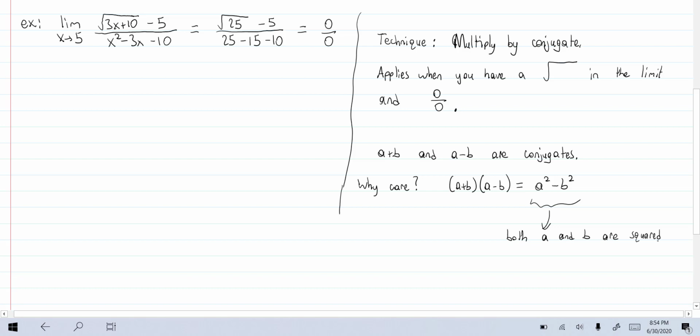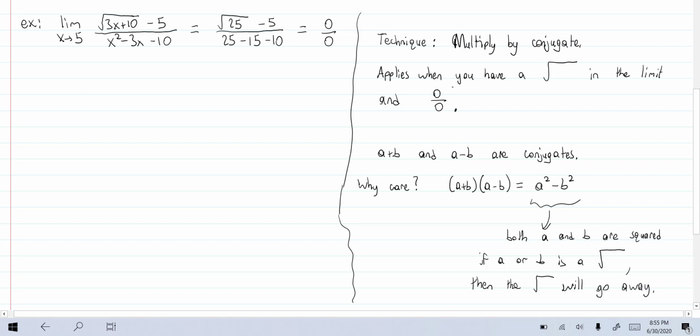So if a or b is a square root of something, then that square root is going to disappear when we multiply by the conjugate, because when we square a and b, any square roots that they had are going to go away. So if a or b is a square root, then the square root will go away when you multiply by the conjugate. So I'm going to illustrate that with this example.